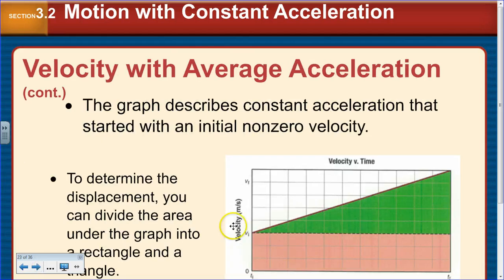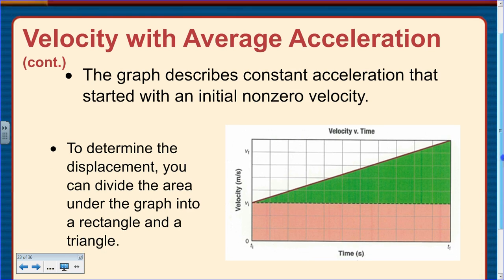Now, here's where it gets fun. What happens if we don't have a constant velocity? We have an initial velocity down here and a final velocity someplace up here. We are now going to end up with a triangular shape. If the acceleration is constant, this is going to be a straight line, and now we get a triangle.